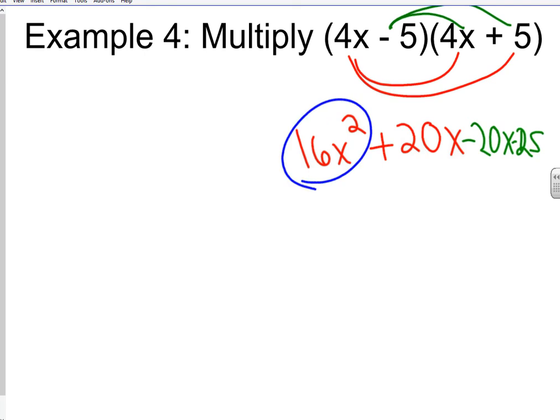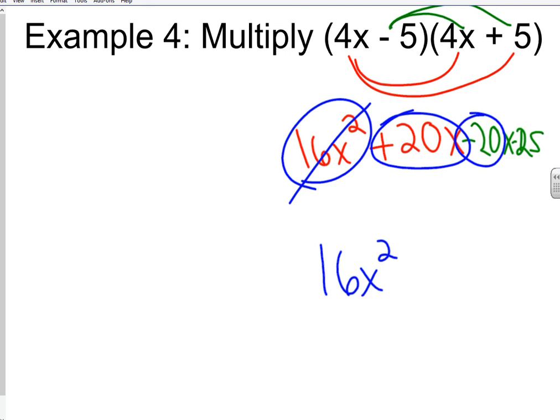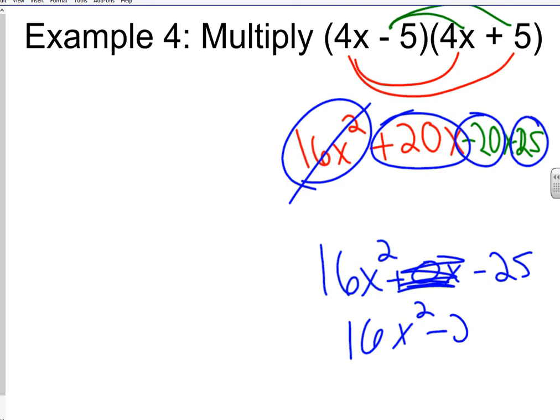Highest exponent, straight to the answer. Next highest, combined, 20 minus 20 is 0x. And of course, we have our negative 25 at the end. We don't waste our time with 0. 16x squared minus 25. Now, if you notice, look at the original problem.